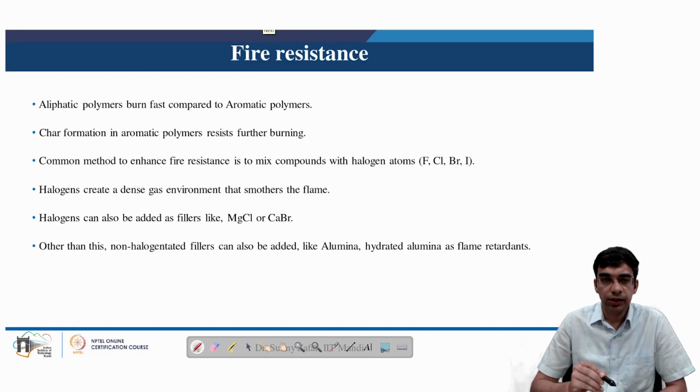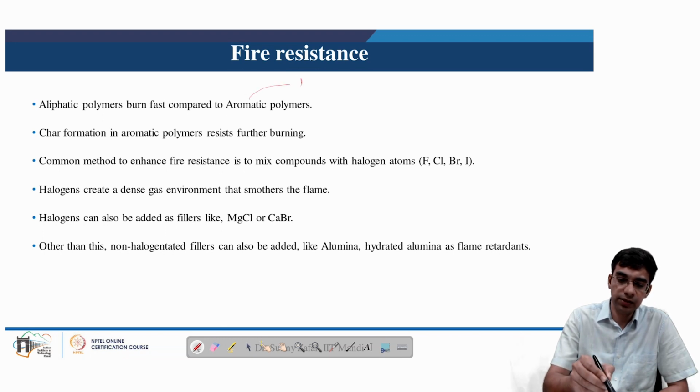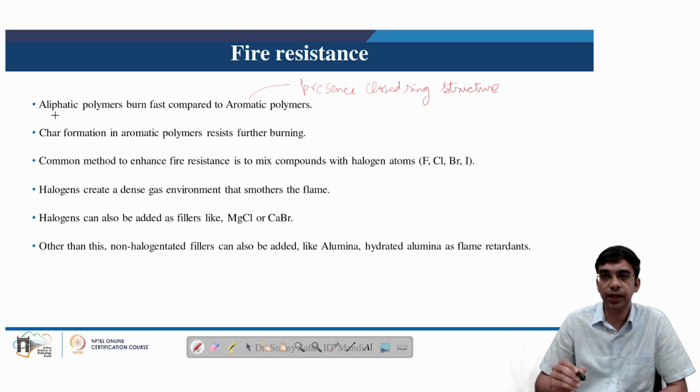Next is the discussion on the fire resistance of the polymers. Aliphatic polymers, which are the polymers that lack the closed ring structure, often are known to burn faster compared to aromatic polymers. So here aromatic polymers have the presence of closed ring structure, whereas the aliphatic polymers have the open structure, they do not have the closed ring structure.